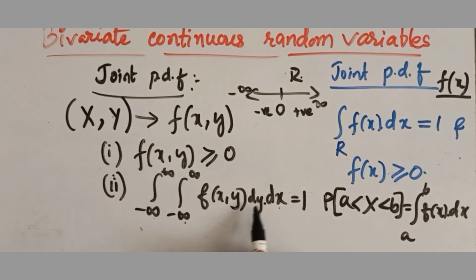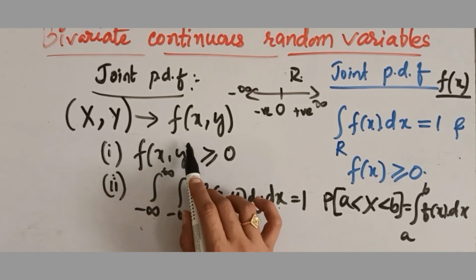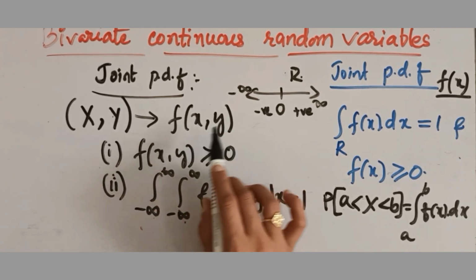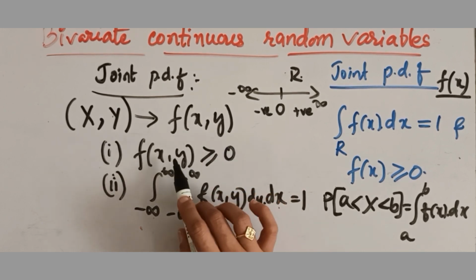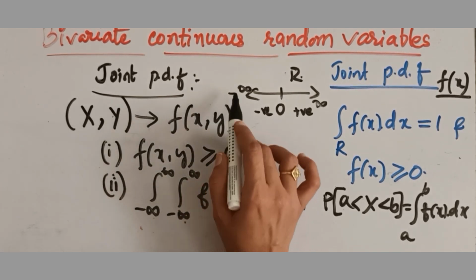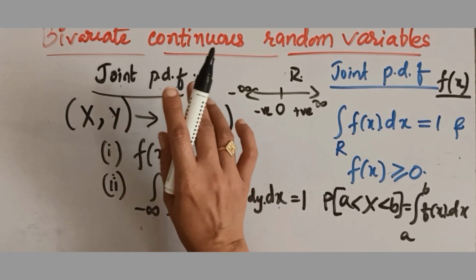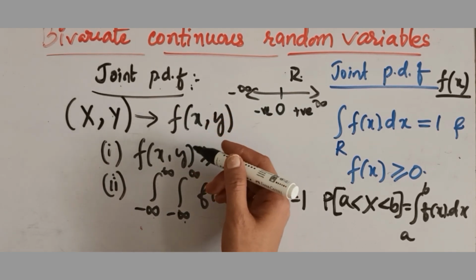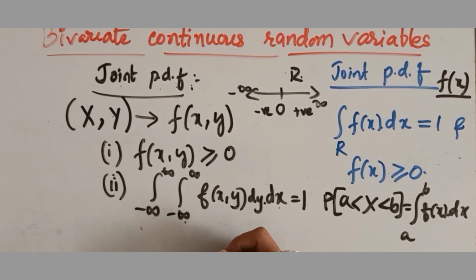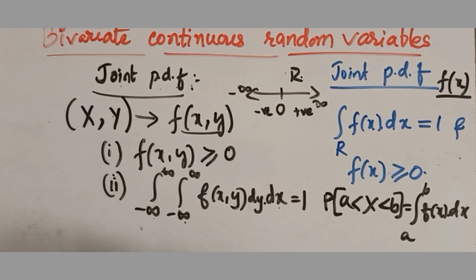This is called a double integral, and its value must be equal to 1, and the value of the two-variable function f(x, y) should be greater than or equal to 0 for all values of x and y. Then such a function is called a joint probability density function. To call any function f(x, y) a joint probability density function, these two conditions must be satisfied. Hence that function is called a joint probability density function.